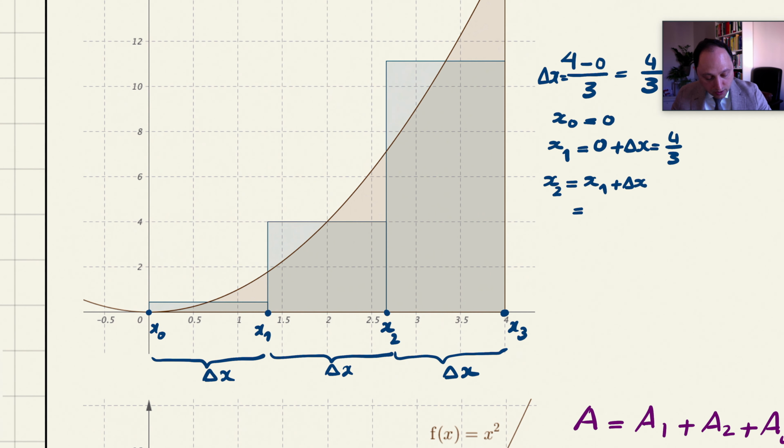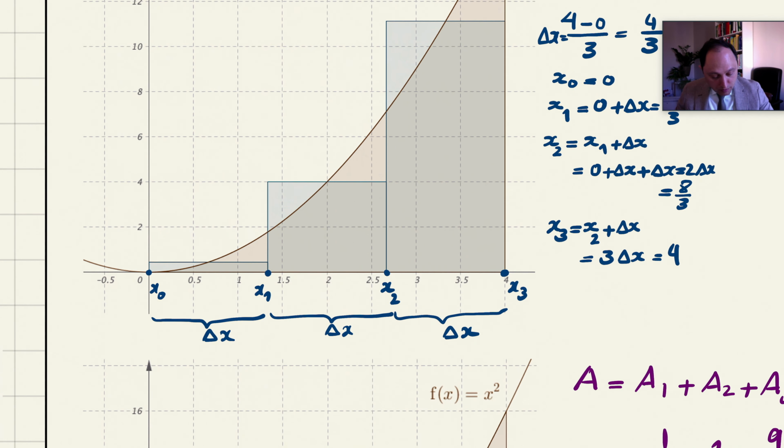But intentionally I want to write it in a different way. Instead of x1, I can write 0 plus delta x and then another delta x. So it becomes 2 delta x, which is of course the same, 8 over 3. And if I ask you what is x3, you say x3 is the previous one, x2, plus another delta x. Okay, but what is x2? x2 is 2 delta x, so it becomes 3 delta x, and it becomes 4. Yes, so that's clear, it should be 4.